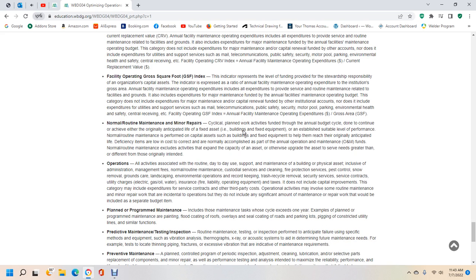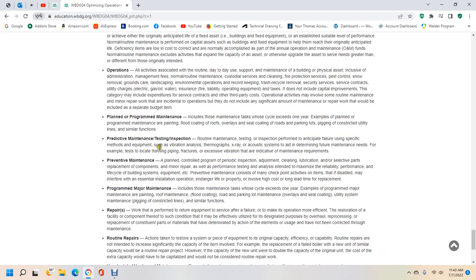Normal routine maintenance, minor repair, and cyclical planned work activities funded through the annual budget cycle are done to achieve the original anticipated life of the fixed assets, buildings, and fixed equipment, or to establish a suitable level of performance. Normal routine maintenance helps the capital assets reach their original anticipated life and efficiency. Items are low cost and normally accomplished with the annual operation maintenance plans. It excludes activities that expand the capacity of the asset or upgrade assets to serve a need greater than or different from what was originally intended.